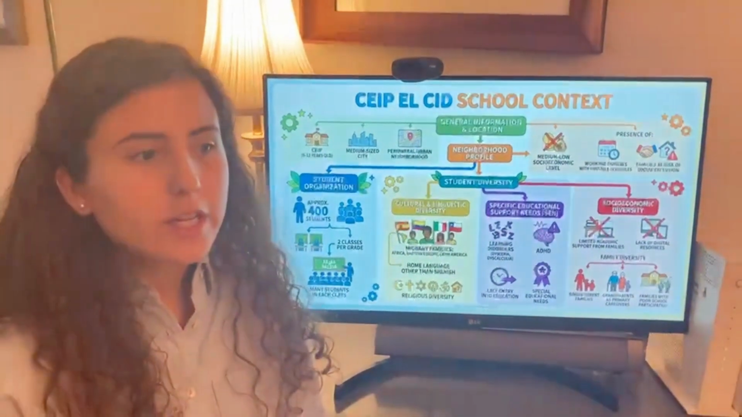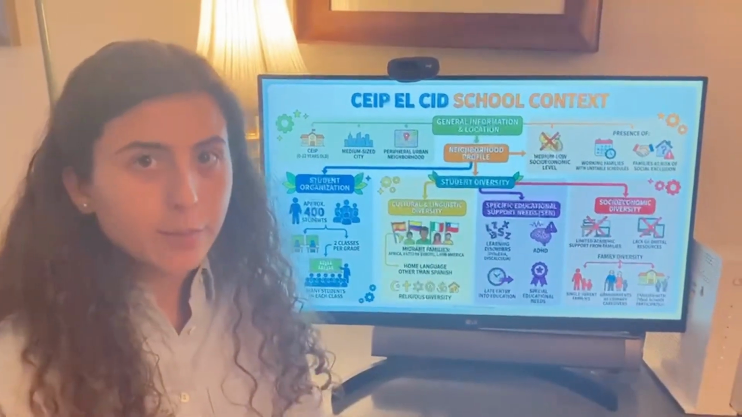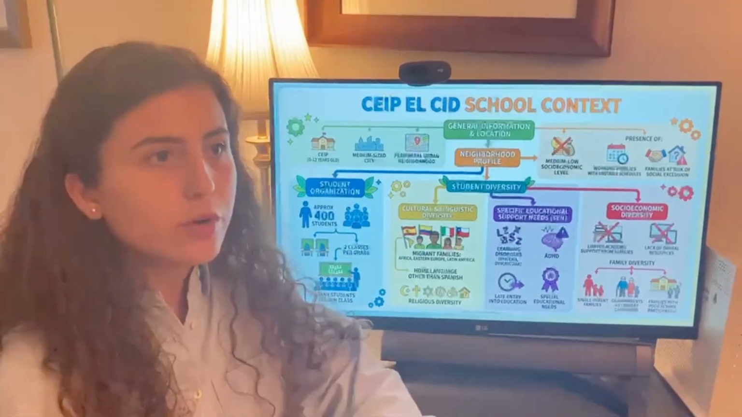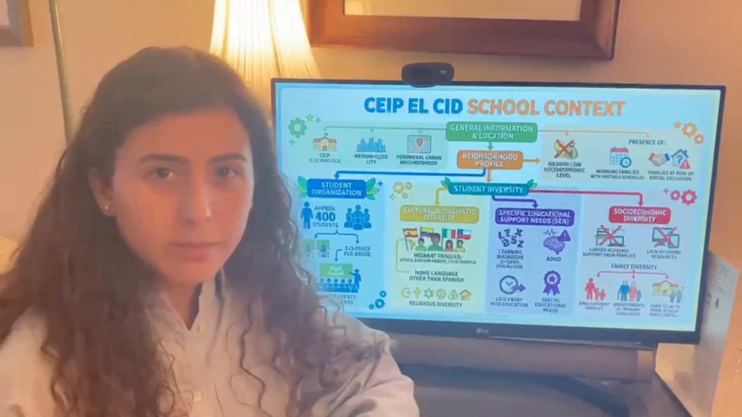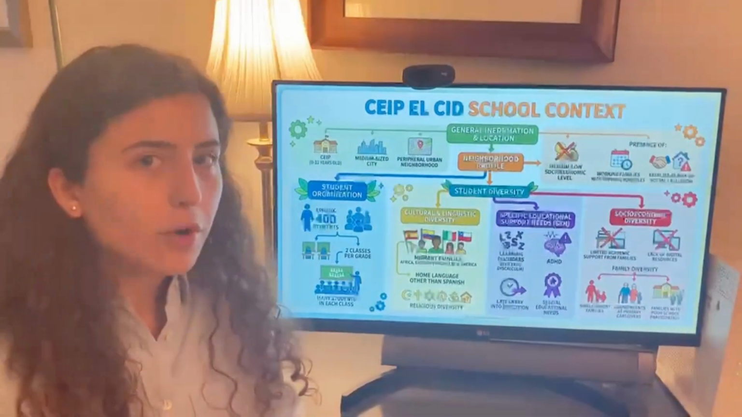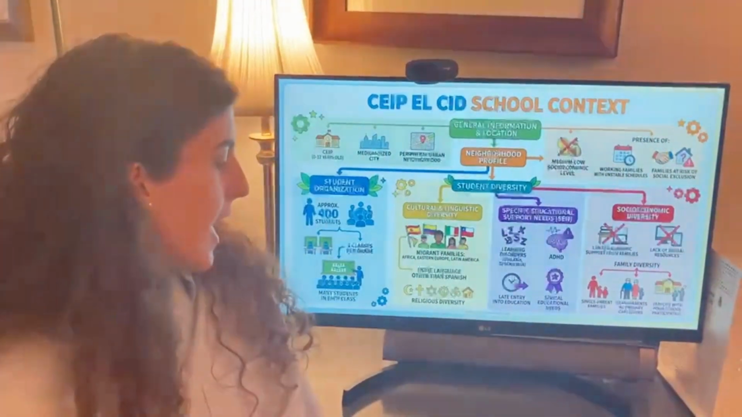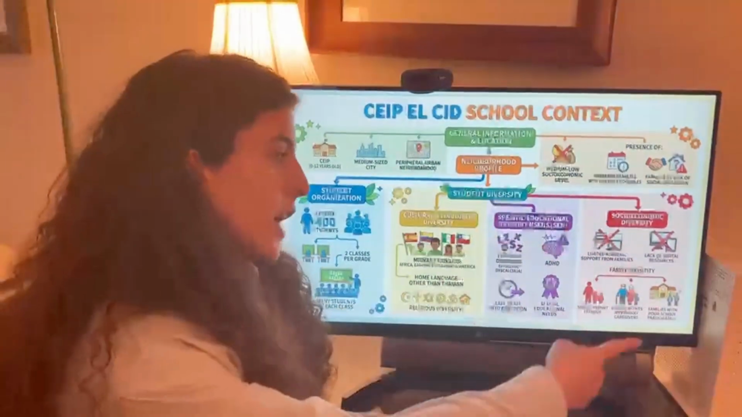The school includes students from 0 to 12 years old, and it is located in a peripheral urban area of a medium-sized city. The neighborhood socioeconomic level is quite low, and there are working families with unstable schedules. In our school, we have approximately 400 students with 2 classes per grade, and there are many students in each class. There is a lot of student diversity.